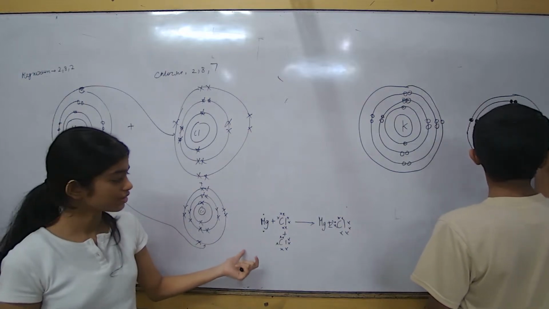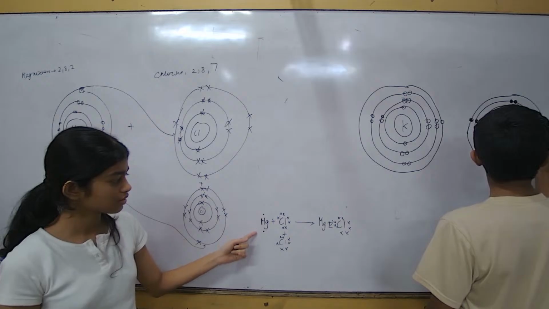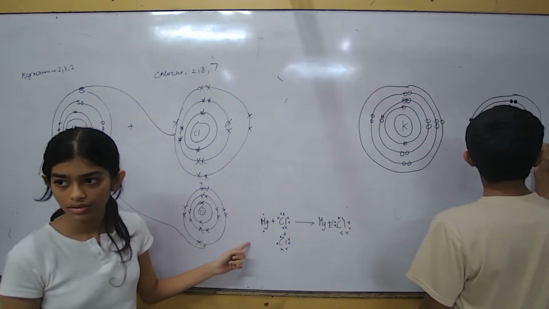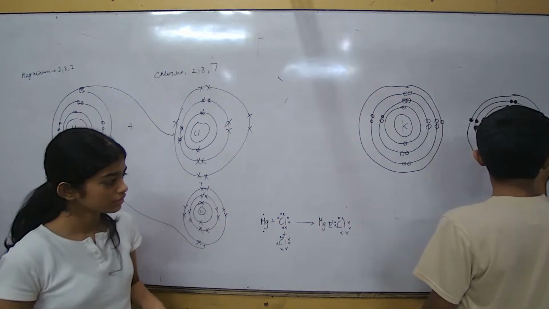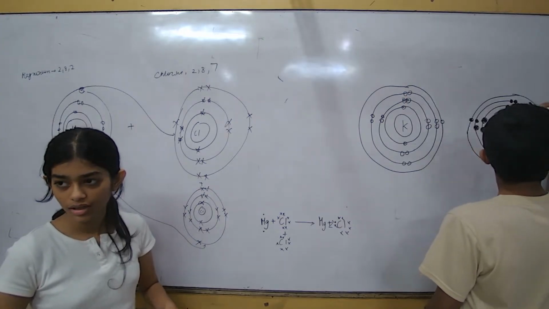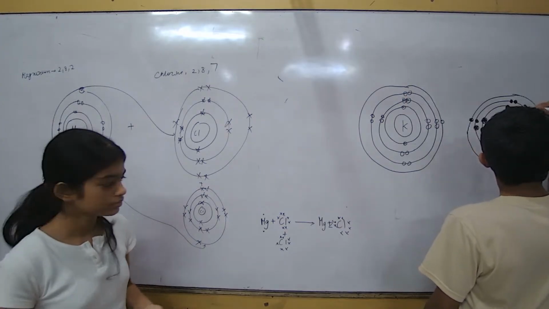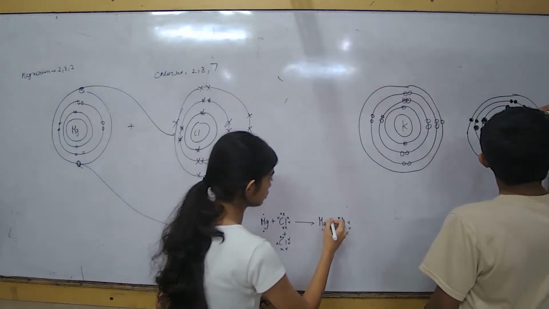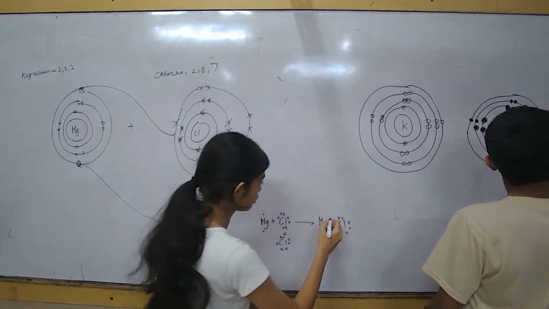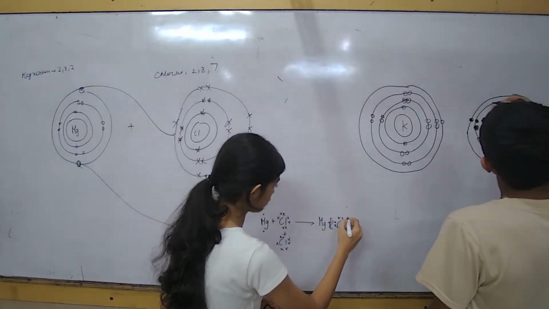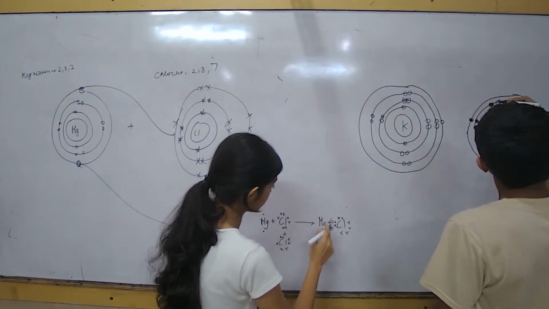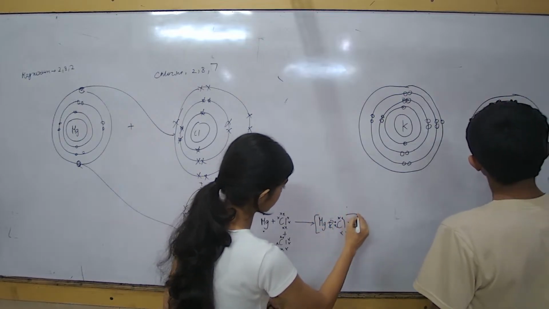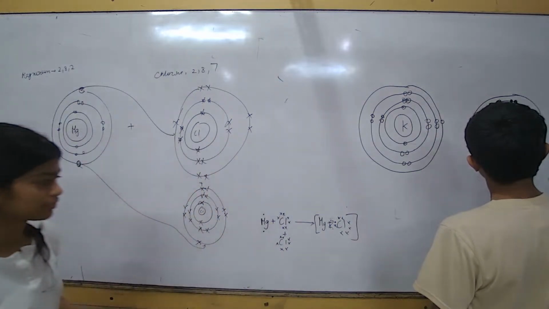You have to take that. Correct? Then you make the final thing, MgCl2, and put it in the box bracket. Only Cl, or the whole thing? Whole thing, the whole molecule. Okay.